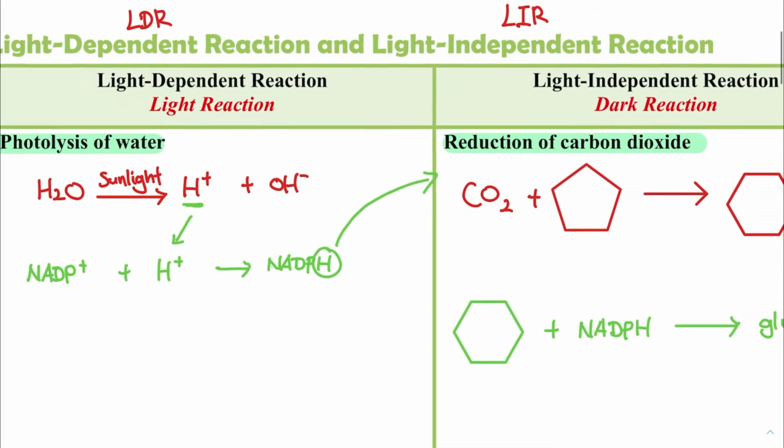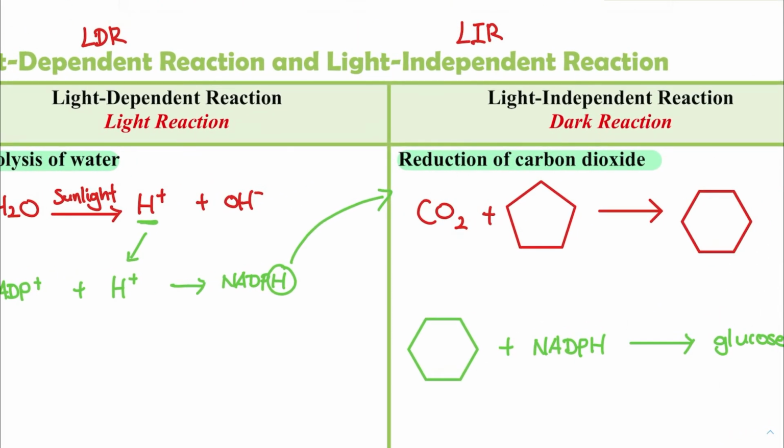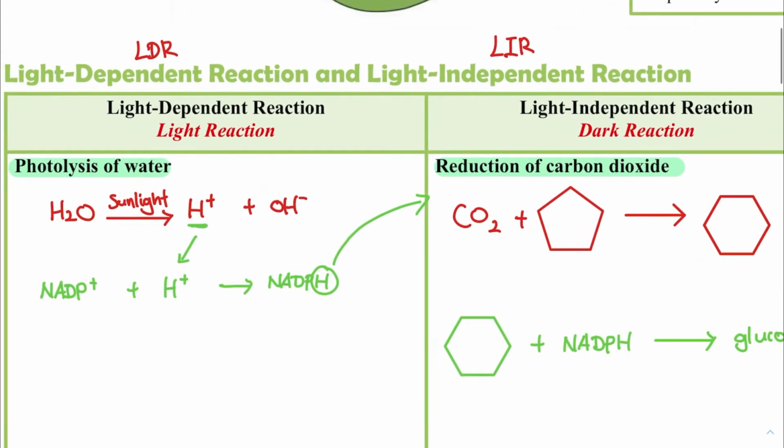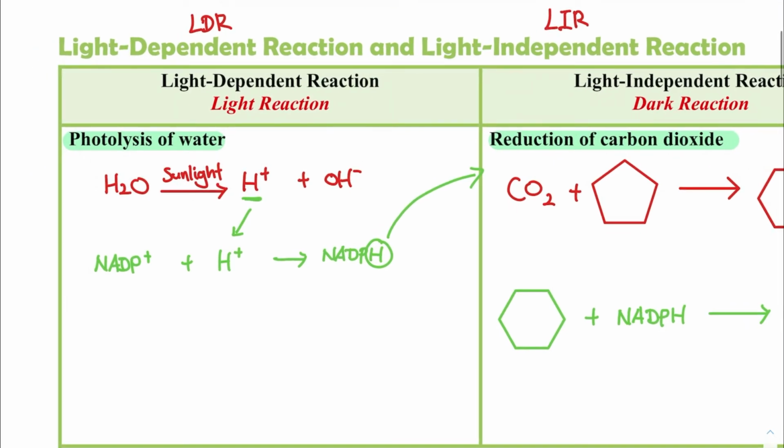Hydrogen carrier means it will combine with the hydrogen so that it can carry this hydrogen to the stroma for LIR later, because LIR is going to use the hydrogen, and NADPH helps to carry the hydrogen to the stroma for the LIR later. And that's what happens to the hydrogen.